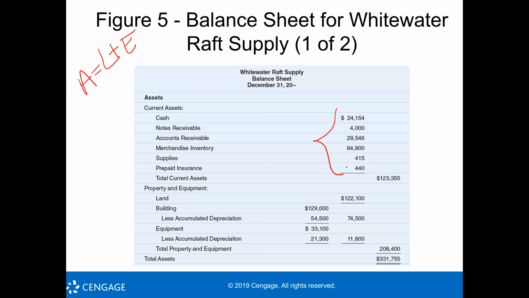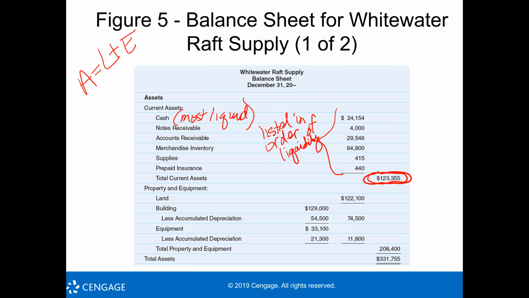And generally speaking, these are listed in order of liquidity. Liquidity being how quickly they can be converted to cash, right? So cash is obviously the most liquid asset. And then the rest of them listed in order of liquidity. So how quickly they can be converted to cash. And so that gives us our total current assets.